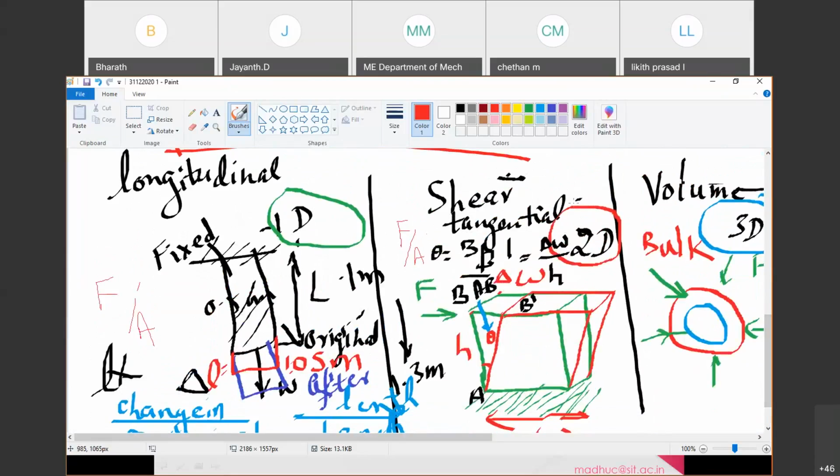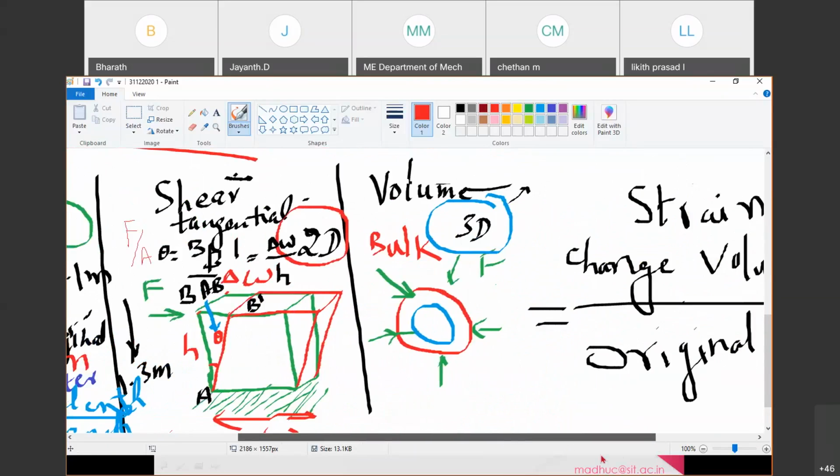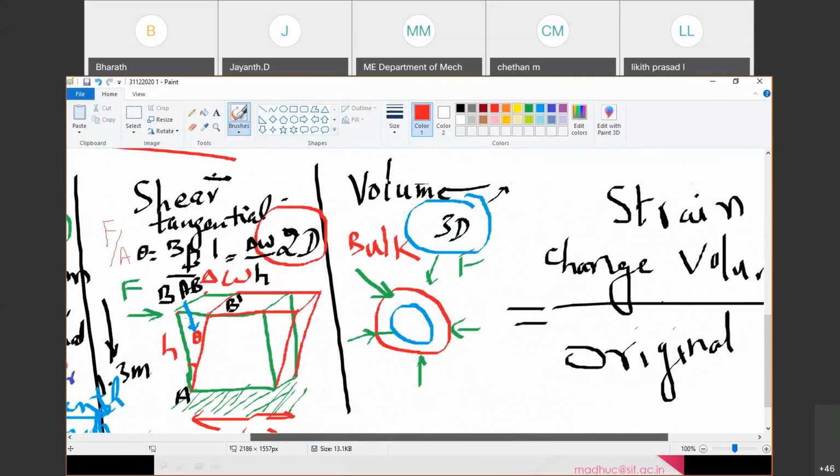In some examples, instead of W, they will call it L. Then this is delta L by H. That depends on what you name it. You don't have to name it as I teach or as it is in the textbook; you just need to explain it. W means it is the width, and delta W means it is the change in the width. Those things you need to change.